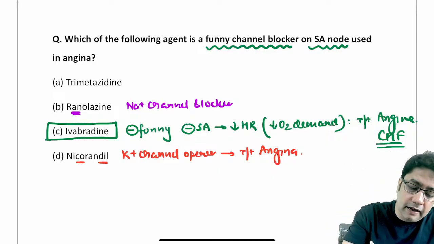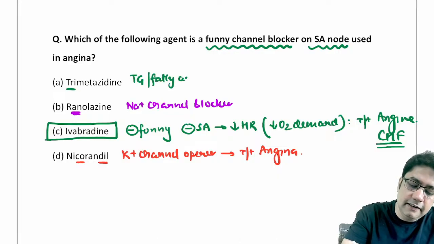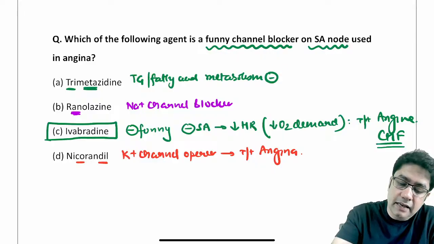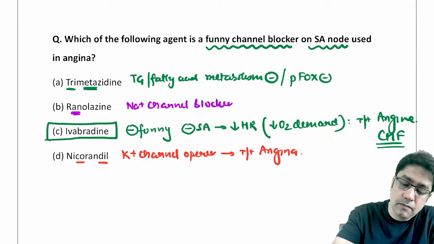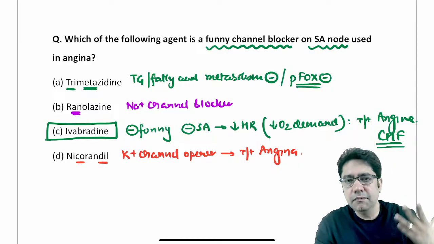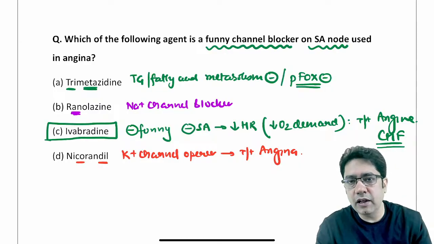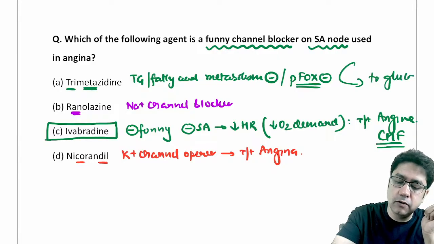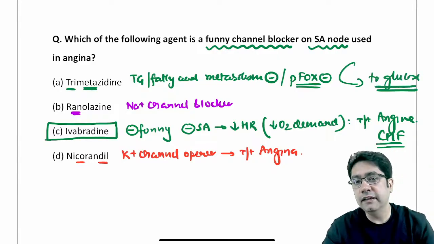Trimetazidine. Remember, tri means triglycerides, like fatty acids. Fatty acids are triglycerides. Meta means metabolism inhibitor. It inhibits the oxidation of fatty acids by inhibiting an enzyme, the partial fatty acid oxidation inhibitor. Because of this, the heart will not be able to utilize fatty acids for its energy production. The heart will shift its metabolism from fats to glucose, and glucose requires less oxygen to obtain energy.